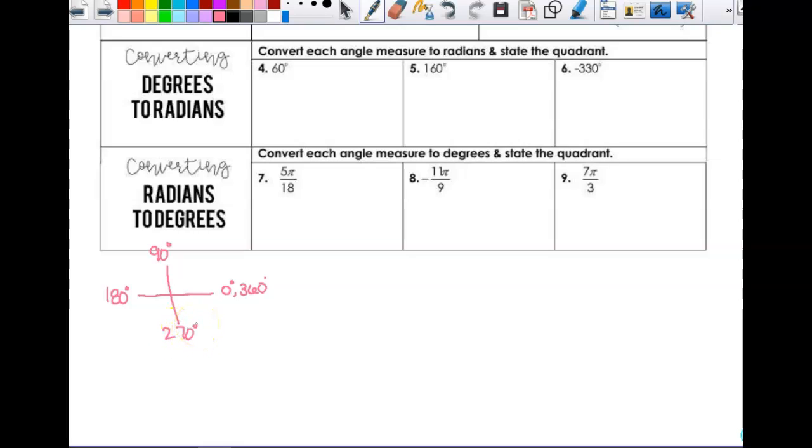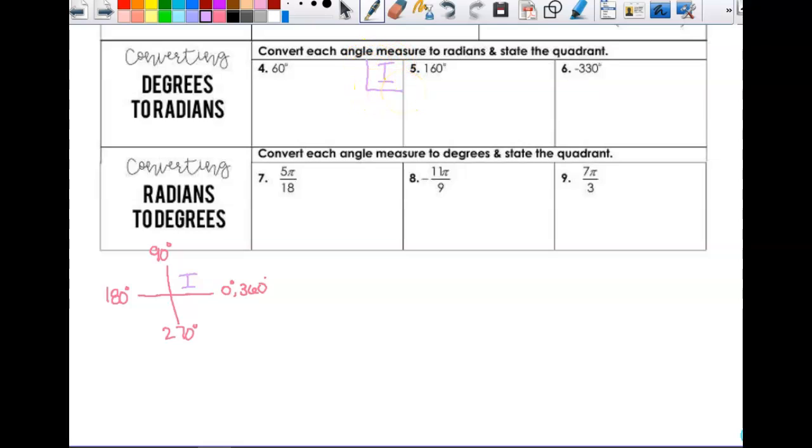Okay, so we're going to convert. So first of all, 60 degrees is in which quadrant? It's in quadrant 1. It's right here, right? It's in quadrant 1 because it's between 0 and 90. So first quadrant, we can answer that first.